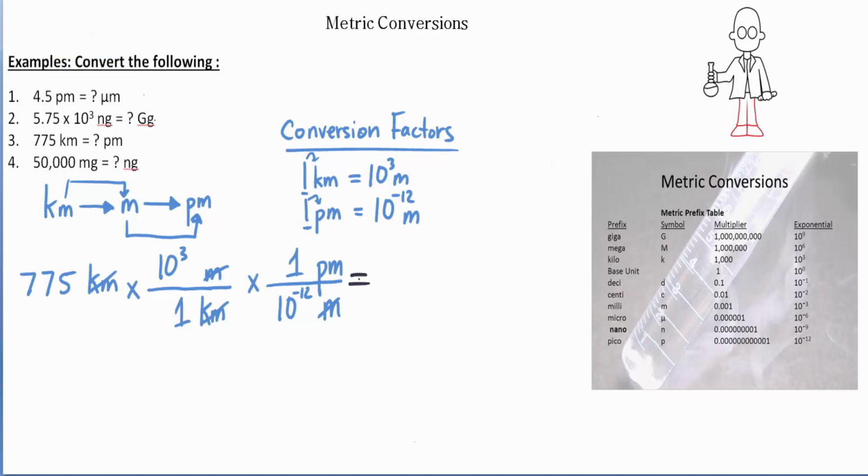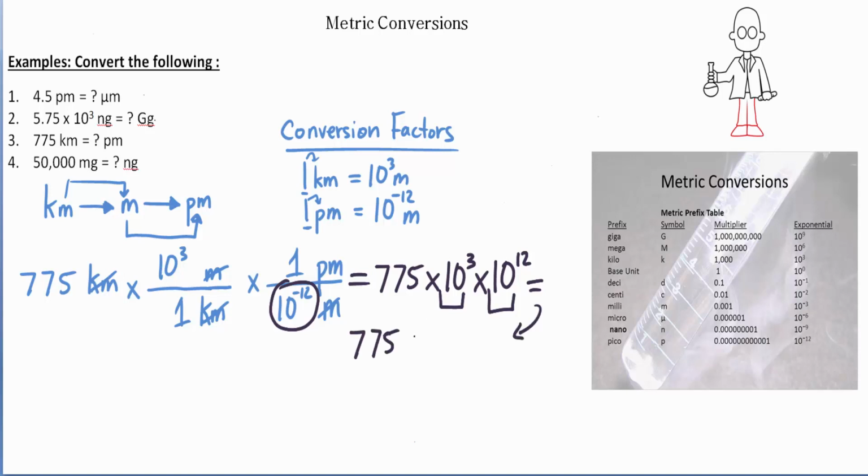So what we wind up with is 775 times 10 to the third times my 10 to the minus 12, which is in the denominator. I want to bring it to the numerator, and that becomes 10 to the 12th. Now, I can add like bases, and that's going to equal 775 times 10 to the 15th picometers.